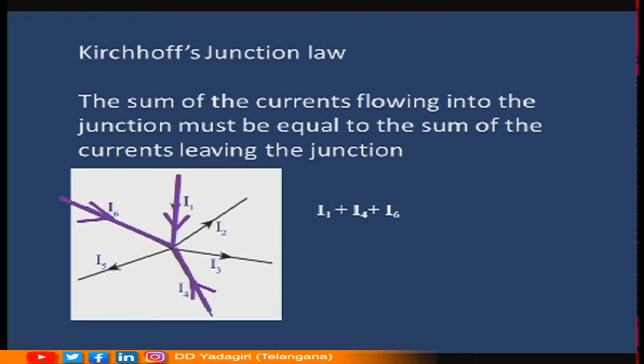So, the sum of all these currents must be equal to the sum of the currents which are leaving the junction, that is I2, I3 and I5. These 3 currents are leaving the junction. So, the sum of currents leaving the junction must be equal to the sum of the currents flowing towards the junction, that is I1 plus I4 plus I6 must be equal to I2 plus I3 plus I5.